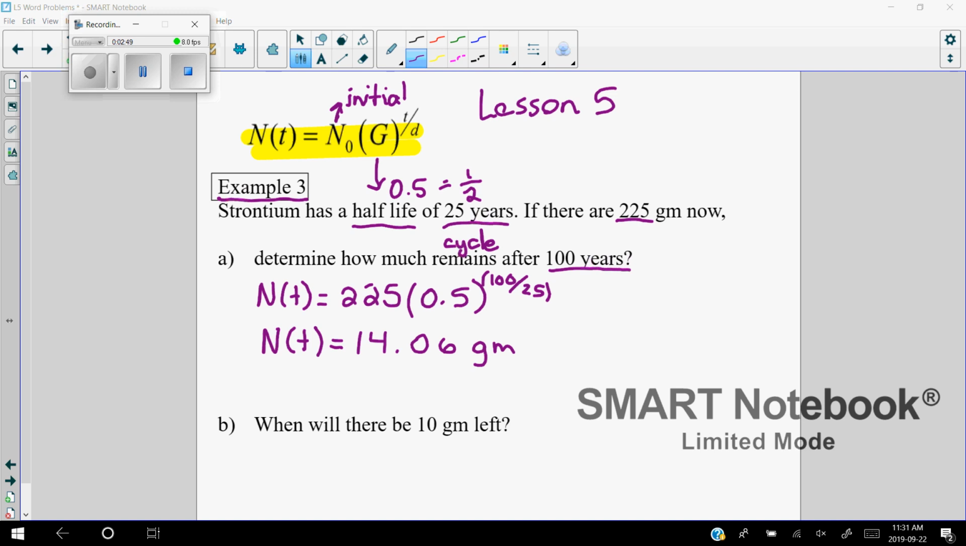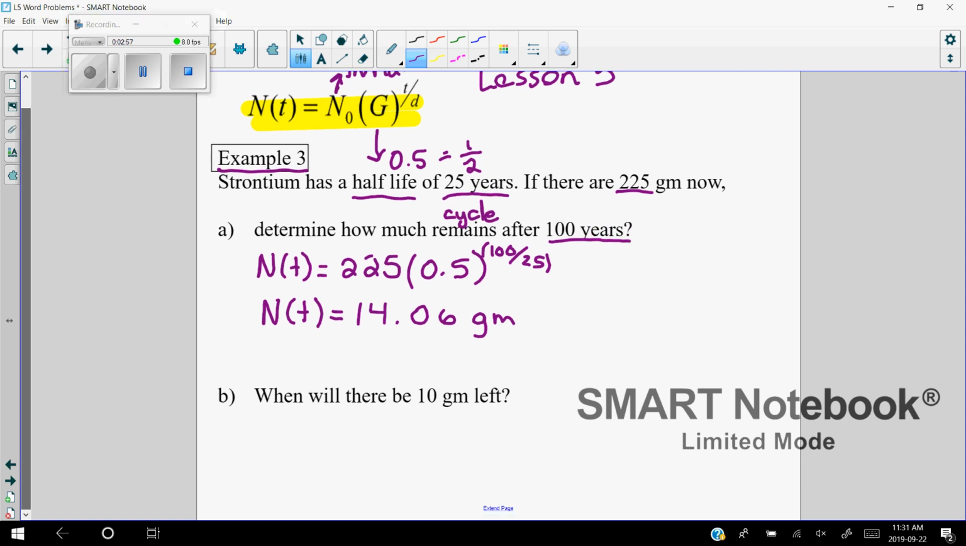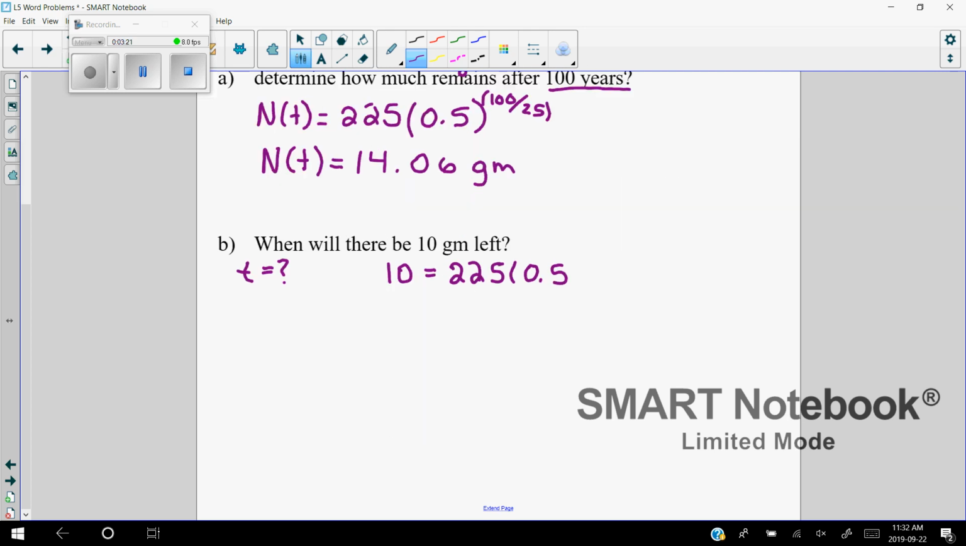For questions like this, it didn't tell us where to round to, so if it does ask you, make sure you're careful with your rounding. Okay, next one, it says, when will there be 10 gm left? So I know it's going to be close to that 100 years, because at the 100 years there's 14.06, but in this case I'm looking for T. T is my unknown. So when I sub it into my equation, I get 10 equals 225 times 0.5 to the power of T over 25.